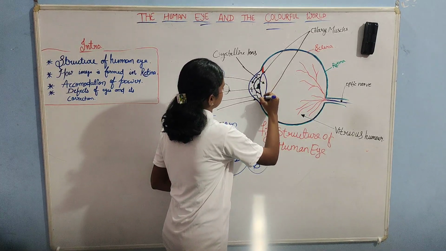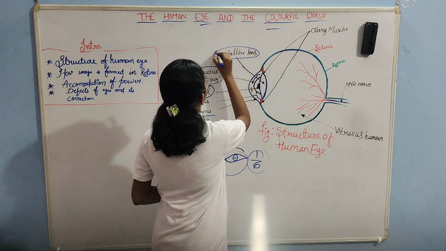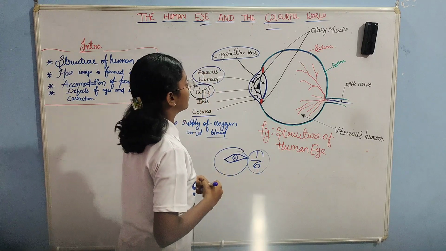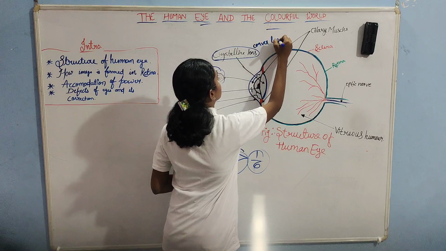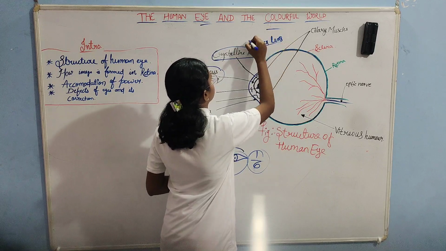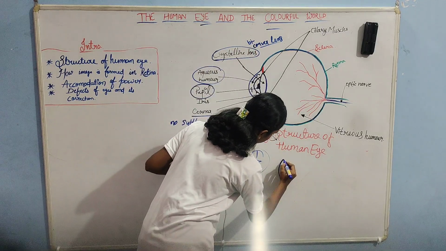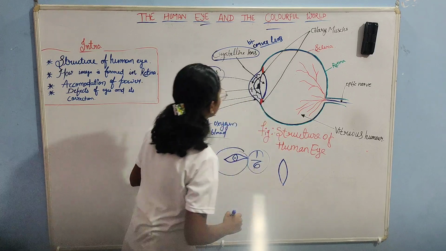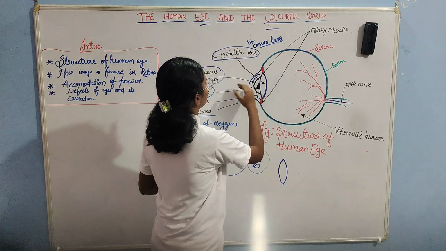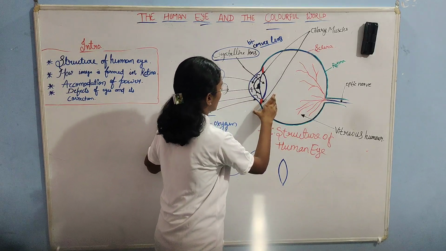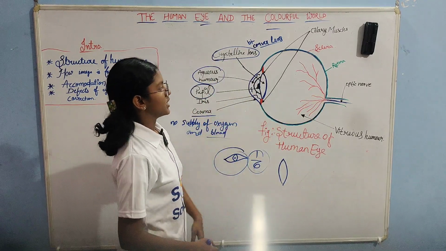After that, a lens is placed just behind the pupil, which we call the crystalline lens. It is a convex lens. Actually, it is called a biconvex lens because it is made up of two convex lenses. The lens refracts the light coming from outside the eye and makes an image of that particular object.